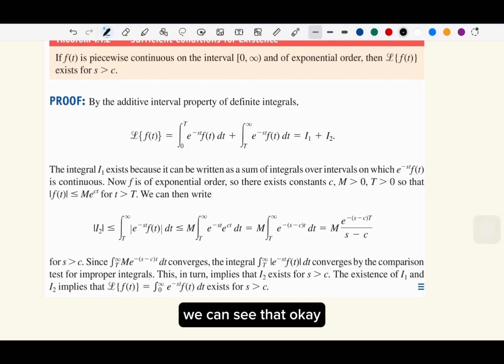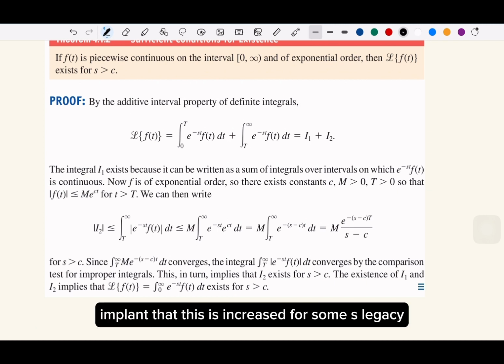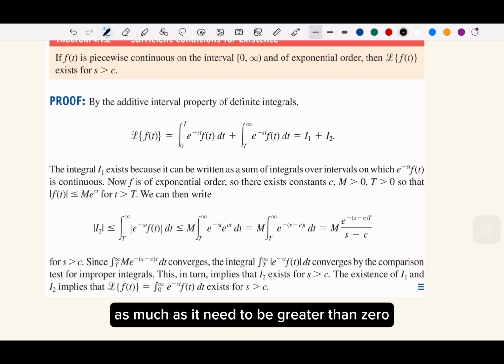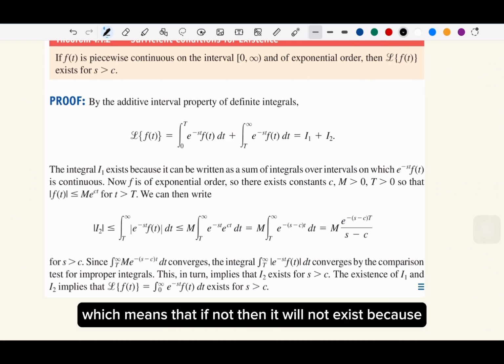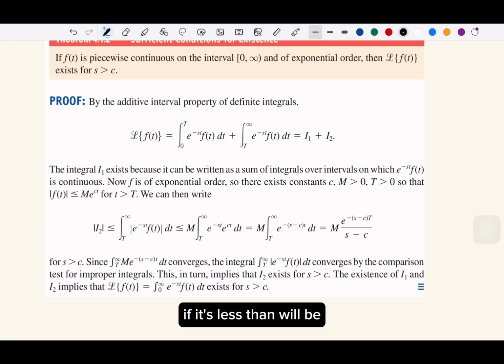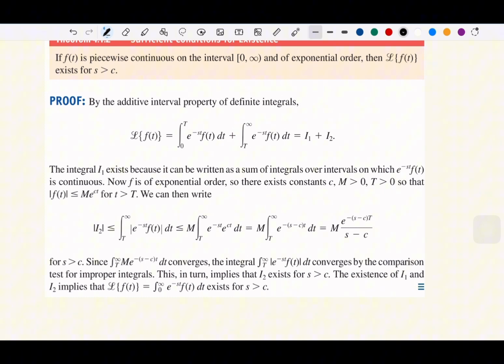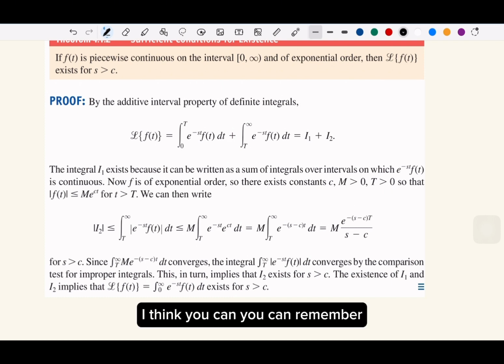Then we can see that it implies that this exists for some s greater than c. This is coming from here: s minus c needs to be greater than 0, which means that if not, then it will not exist, because if it's less, then it doesn't exist. So the existence of these two calculations, I1 and I2, implies that the Laplace transform will exist. I think you can remember why we need to have this; it is because of this.